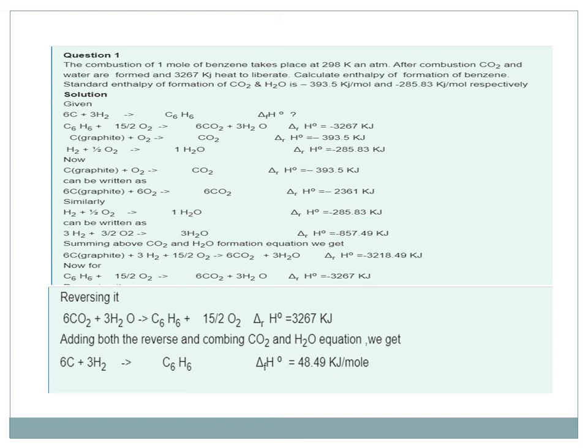Now taking the reverse of this reaction means the left side becomes the right-hand side. 6 carbon dioxide and 3 water give C6H6 and 15 by 2 O2. Delta H naught of the reaction will become 3267 kilojoule. Adding both the reverse and combining CO2 and water, we get 6 carbon and 3 H2 giving C6H6, and delta H naught of formation is 48.49 kilojoule per mole.